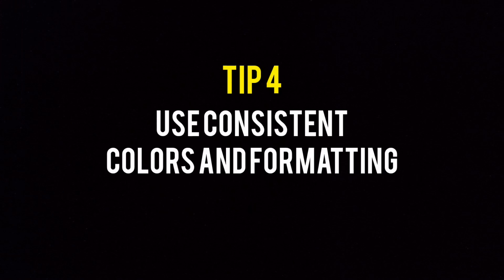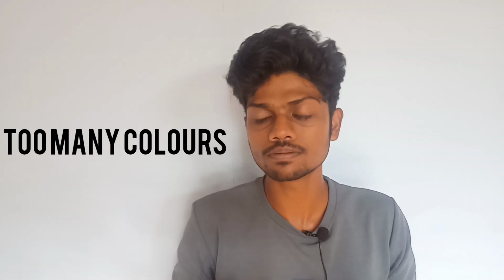Use consistent colors and formatting. Colors and formatting might seem like small details, but they make a huge difference in dashboard readability. Here is how you can use them effectively. Stick to a limited color palette. Too many colors equals distraction. Use meaningful colors, like red for negative values and green for positive trends. Keep your fonts and spacing consistent. Don't use 5 different fonts or random alignments. Label your charts properly. Your audience shouldn't have to guess what they are looking at. Consistency is what makes your dashboard more professional and also easy to read.